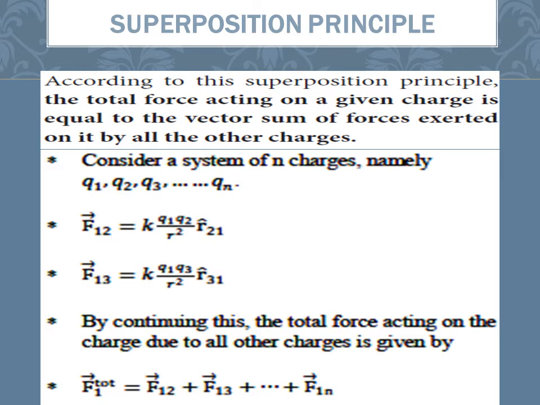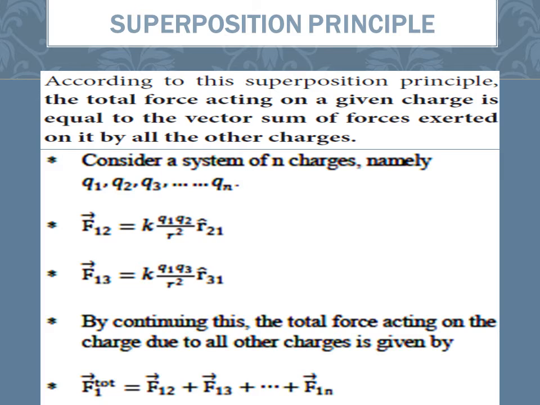Meaning, suppose you have charges q1, q2, q3 up till qn. Now the force experienced by the first charge q1 due to q2 can be calculated. Similarly, the force due to q1 on q3 can be calculated, and so on, q1 and q4 up till q1 and qn. And then all these forces are added up. That is the meaning of the superposition principle.